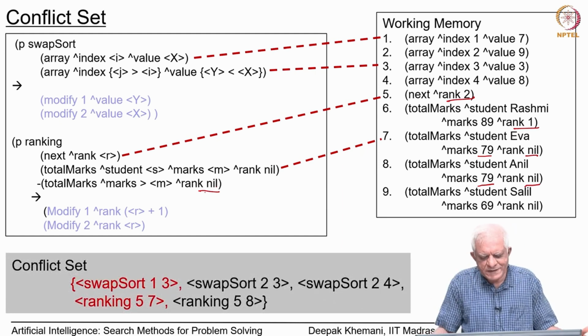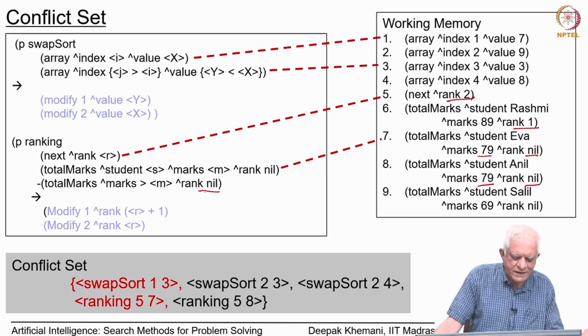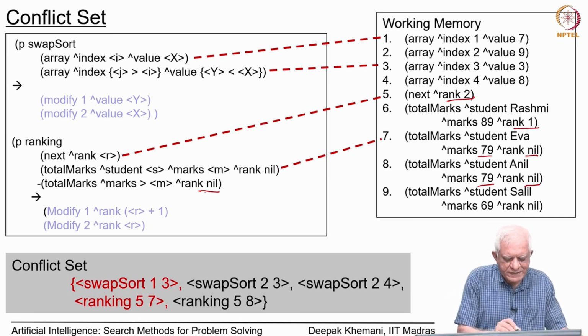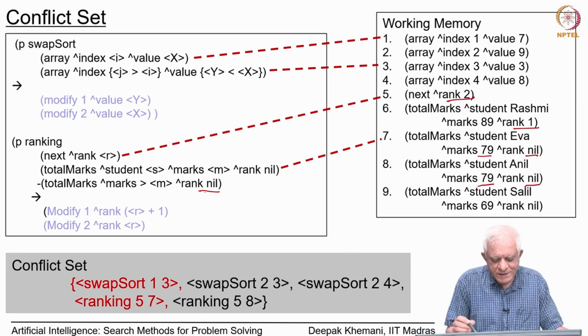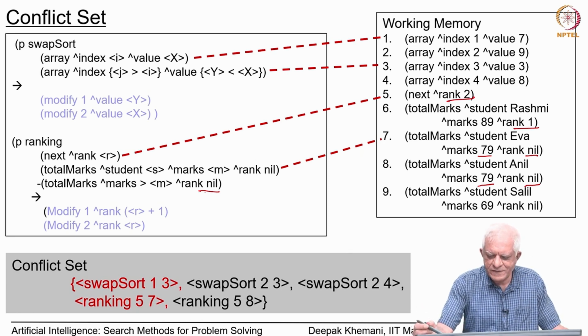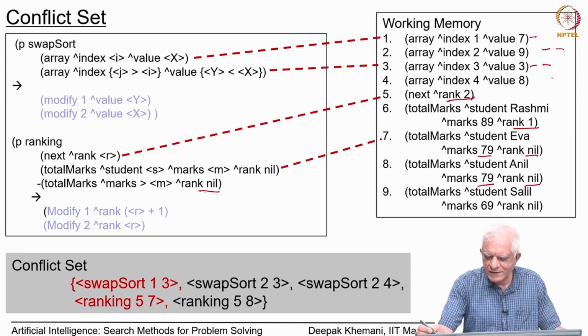So, if you look at the conflict set, these 2 rules that we have shown, I have shown here in red. There are 3 instances of swap sort which are ready to swap elements. The first is 1 and 3, which means 7 and 3 are out of place. The second rule says 2 and 3, which says that 9 and 3 are out of place, and the third one says 2 and 4, which says that 9 and 8 are out of place.